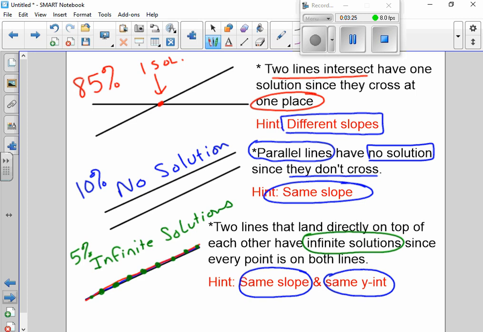So in no solution, the slopes match, but they have different y-intercepts. In infinite solutions, it'll be the same exact equation. And in the top one, with one solution, it'll just be a different equation altogether. The slopes will be different. And we don't really care about the y-intercepts in that case. All right, so you should now be prepared to start your next assignment.